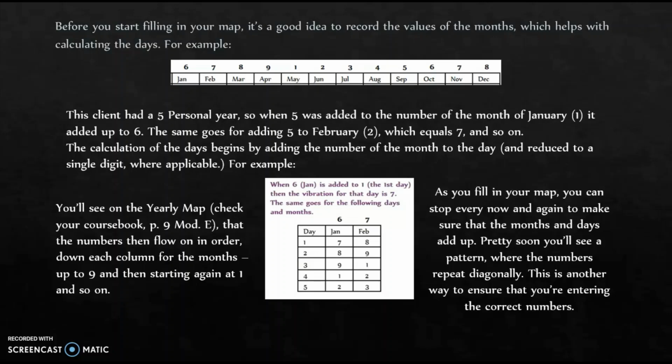numbers then flow on in order down each column for the months, up to 9, and then starting again at 1, and so on. As you fill in your map, you can stop every now and again to make sure that the months and days add up. Pretty soon you'll see a pattern where the numbers repeat diagonally. This is another way to ensure that you're entering the correct numbers.